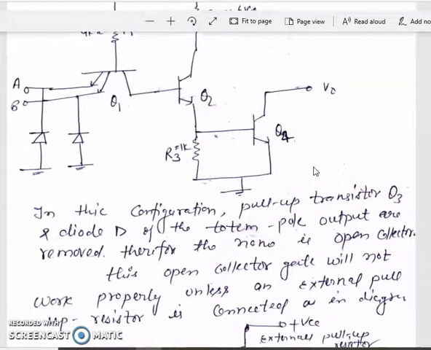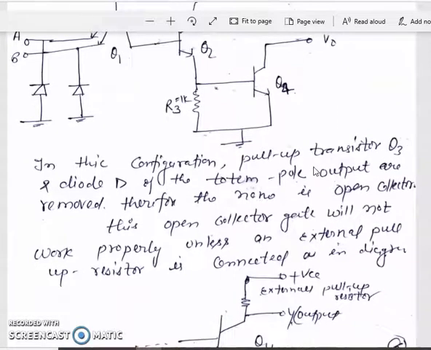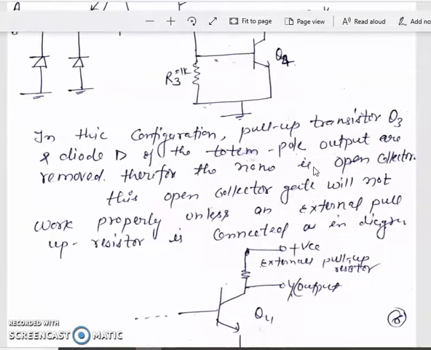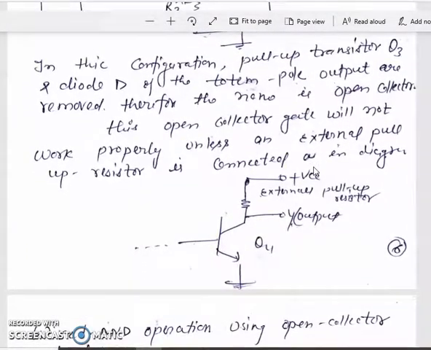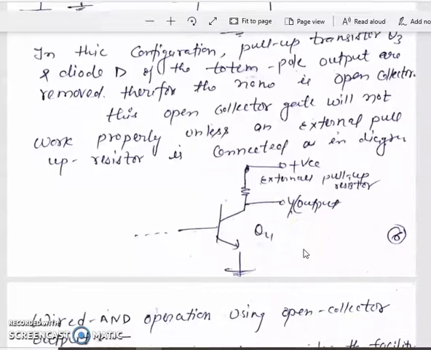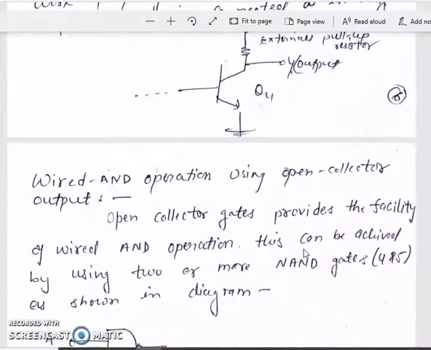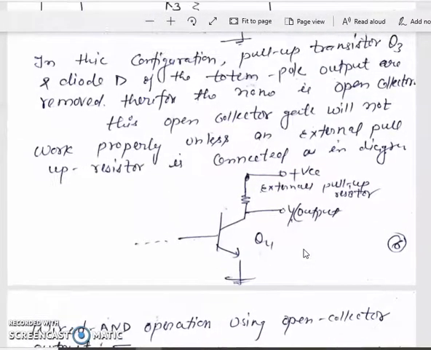This open collector gate will not work properly unless an external pull-up resistor is connected, shown in the diagram. This pull-up resistor is connected to plus VCC and to Q4, and we get the output VY. Next one is wired AND operation using open collector output. What is the benefit of this output configuration called open collector?